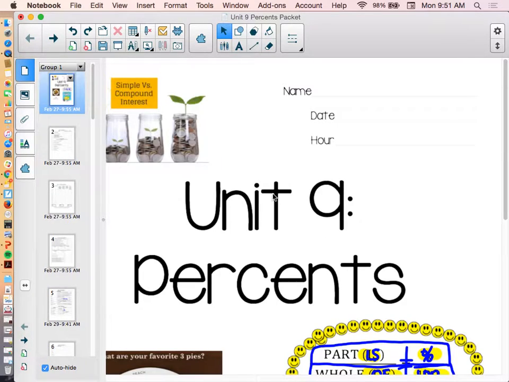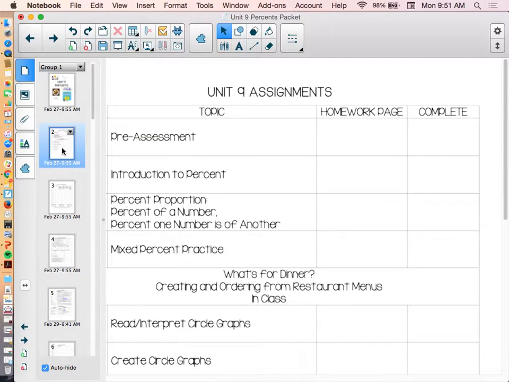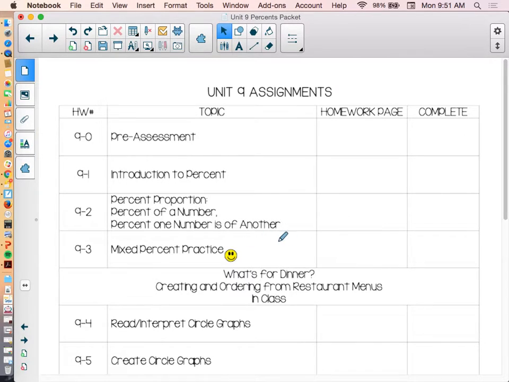All right, for Unit 9, percents 9-3, we are looking at a mixture of percents practice. So you are trying to figure out what kind of a problem it is and how to solve it. Notice that we will also be using these methods for figuring out what's for dinner.